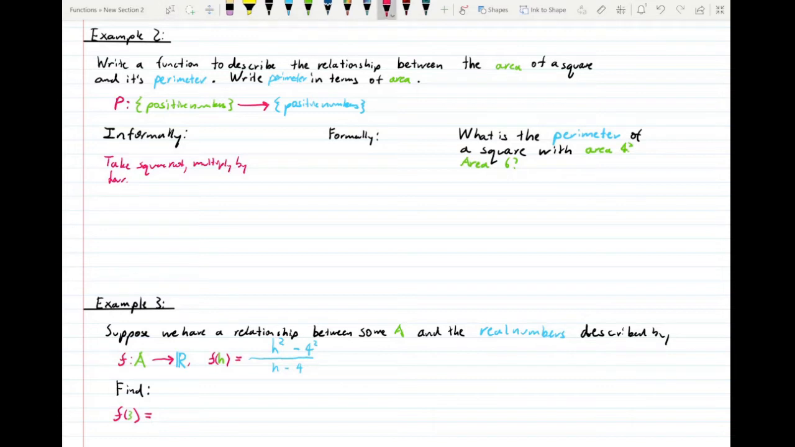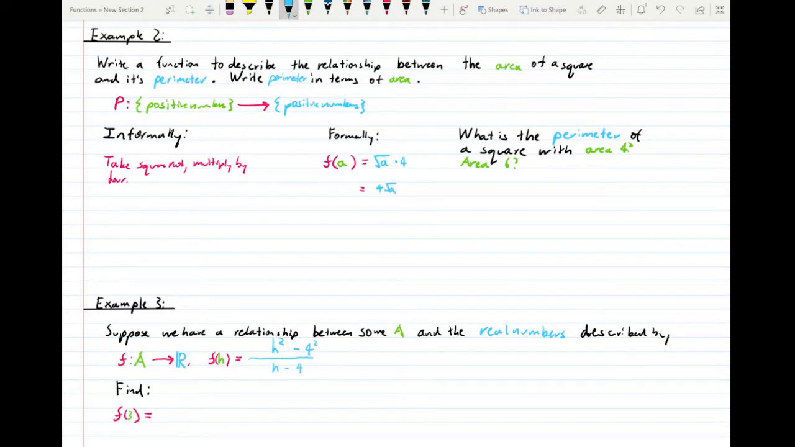To write this formally, we're going to use the more common way. So we'll do p of, we'll say a for area, equals the square root of a times 4, or written in a more common way, 4 root a.